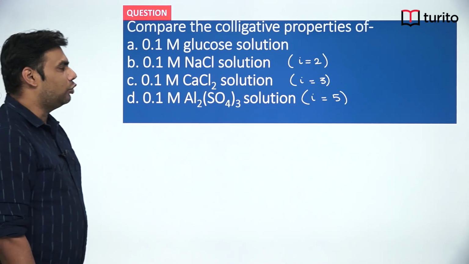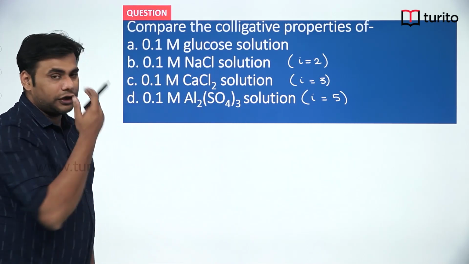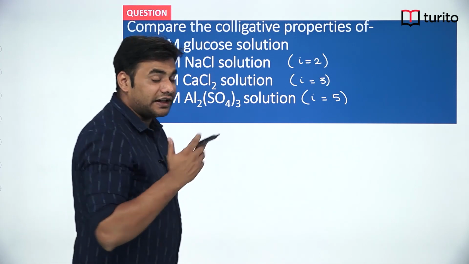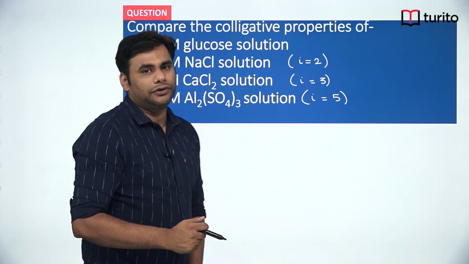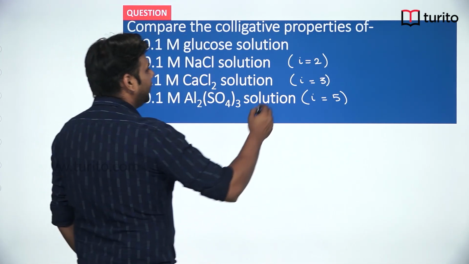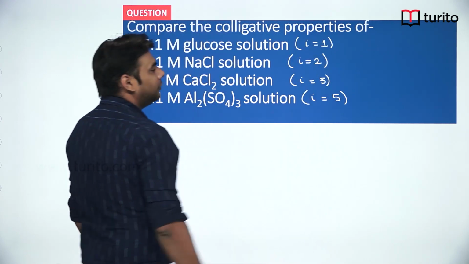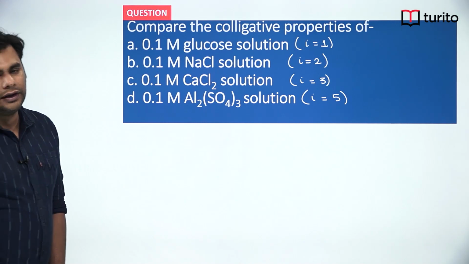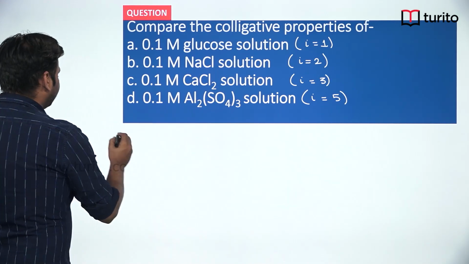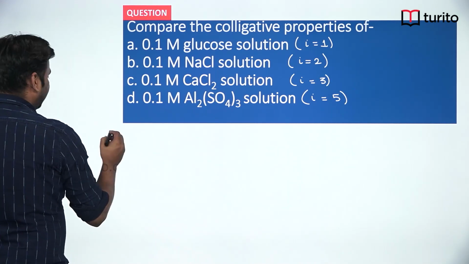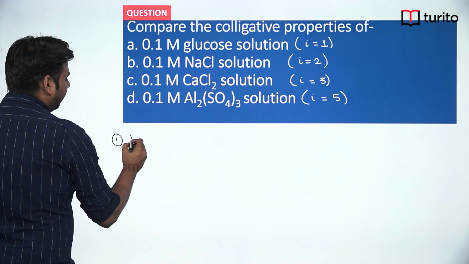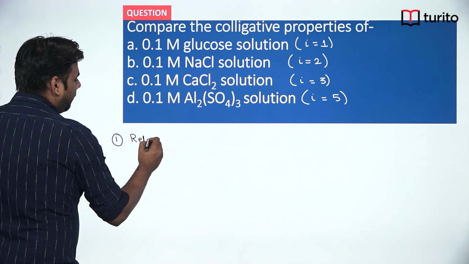Now when you consider glucose, glucose is a covalent molecule. Covalent molecules do not ionize in aqueous solution, so it will be present only as one unit. So Van't Hoff factor of this would be 1. Through this we have first calculated the Van't Hoff factor. Now let us consider the first colligative property, that was relative lowering in vapor pressure.